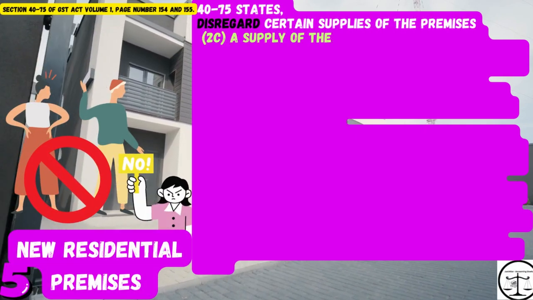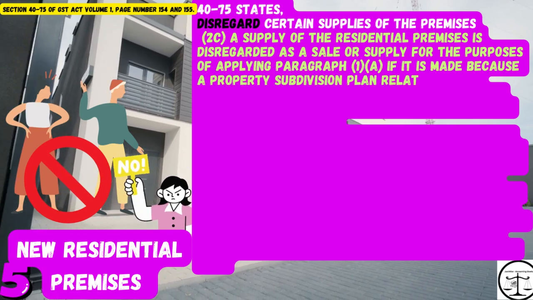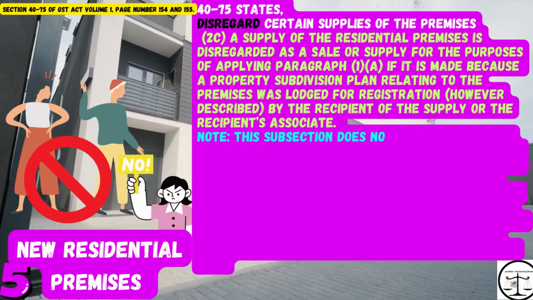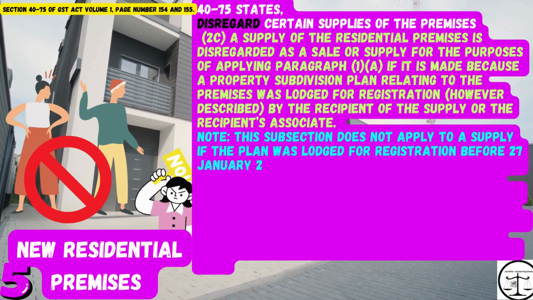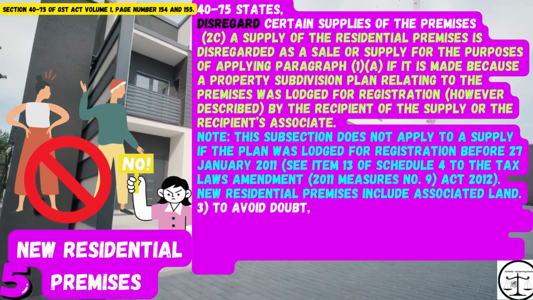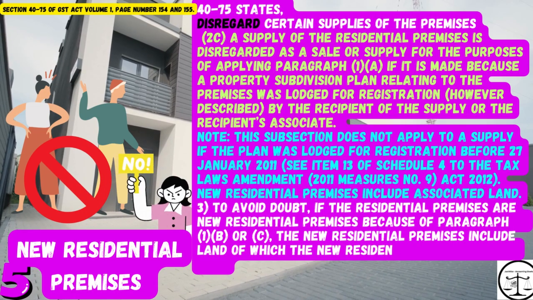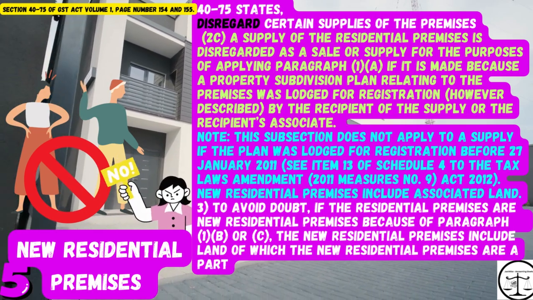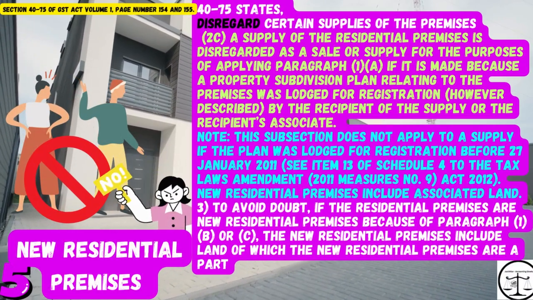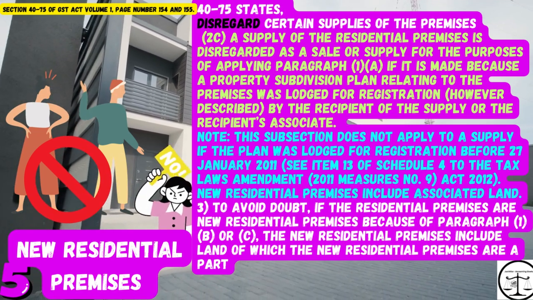(2C) A supply of the residential premises is disregarded as a sale or supply for the purposes of applying paragraph 1(a) if it is made because a property subdivision plan relating to the premises was lodged for registration, however described, by the recipient of the supply or the recipient's associate. Note: This subsection does not apply to a supply if the plan was lodged for registration before January 27, 2011. See item 13 of Schedule 4 to the Tax Laws Amendment (2011 Measures No. 9) Act 2012.